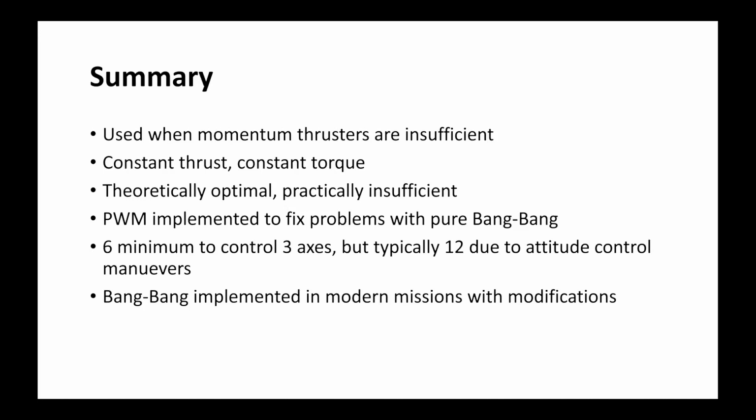Bang-bang control utilizes 6 minimum thrusters to control the 3 axes, but there are typically 12 present on a spacecraft due to attitude control maneuvers. And there are plenty of examples of bang-bang thrusters being implemented in modern missions with modifications.